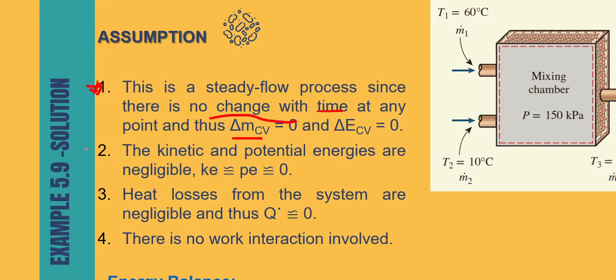And then this is the second one, given in the equation: kinetic and potential energy are also negligible, so they are equal to 0. And then there is no heat loss, so heat can be neglected. There is also no work interaction involved. So the equation is left with only mass flow rate and enthalpy values.